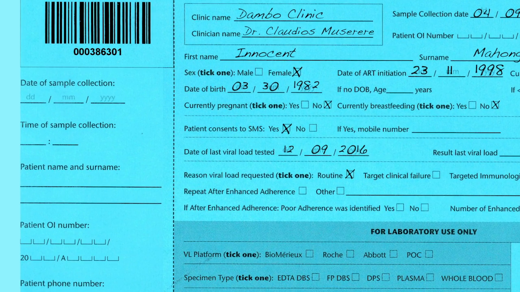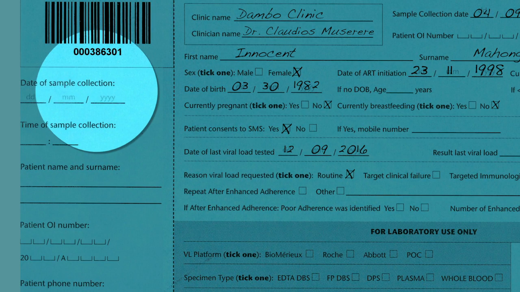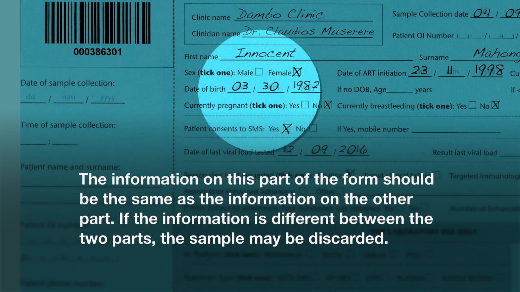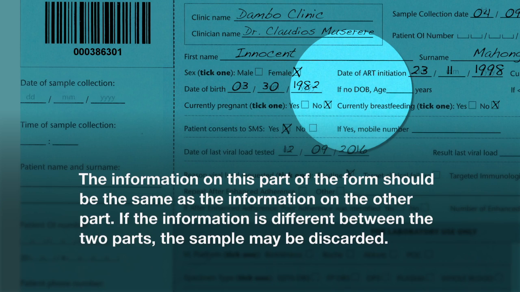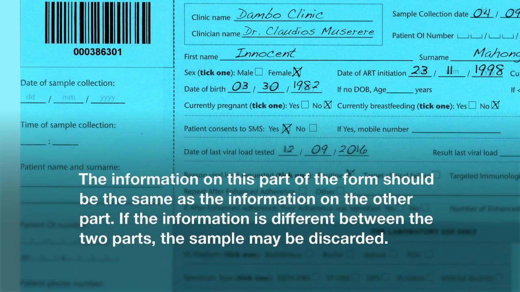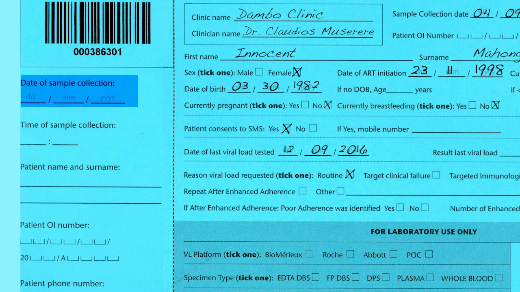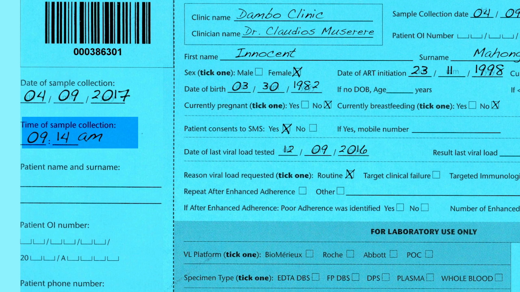Let's look at the information to enter on this part, which remains in the book. The information on this part of the form should be the same as the information on the other part. If the information is different between the two parts, the sample may be discarded. Enter the date you collect the sample using 2 digits for the date, 2 digits for the month, and 4 digits for the year. In this example, we collected the sample on 04/09/2017. Write the time you collected the sample.